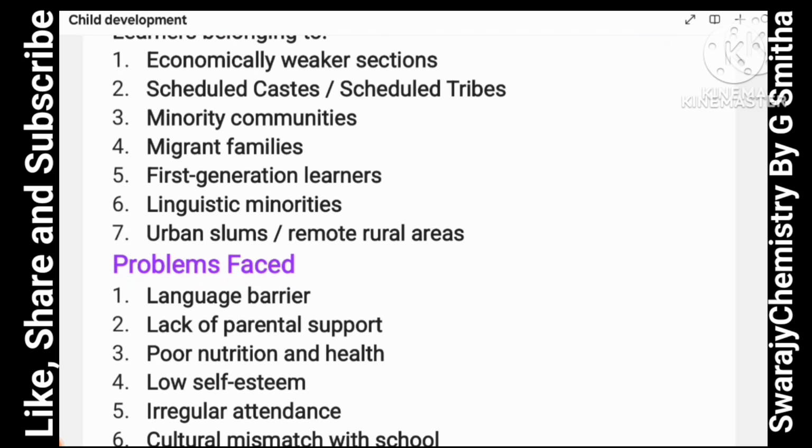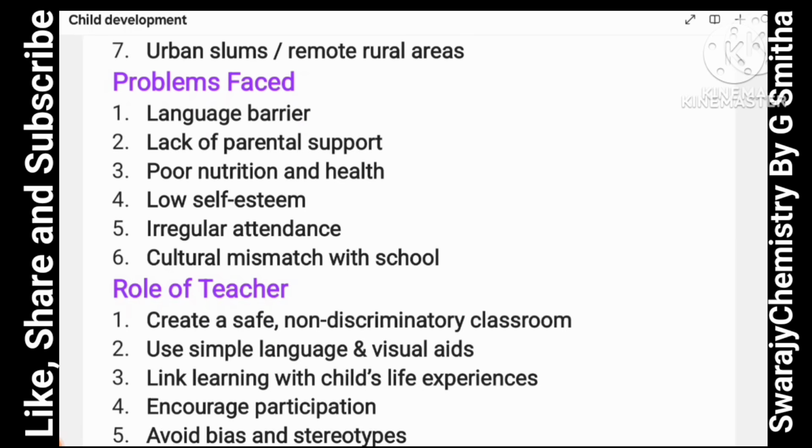The first one is a language barrier. Many children speak a different language at home and a different language in school. Because of this, they do not understand the teacher properly. They hesitate to speak. They fear making mistakes. This affects their learning and confidence. The second one is a lack of parental support. Some parents are illiterate, work long hours, or do not understand school education. So, children may not get help with homework, motivation, or guidance at home. This creates a learning gap.